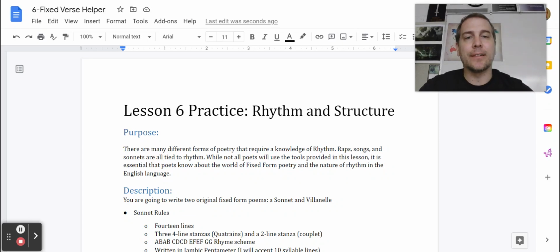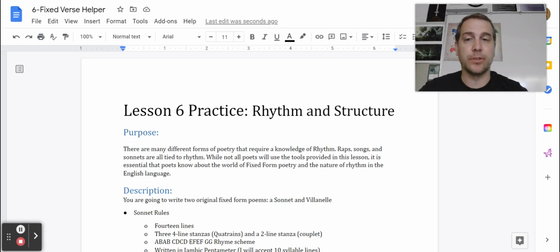Hello, everybody, and let's take a look at our Lesson 6 practice assignment for rhythm and structure. So pretty much the purpose of this is I want you to get used to and practice several different types of structured poetry, right? And so if you're really interested in writing raps, songs, or any kind of classical poetry, this is a really useful skill to have.